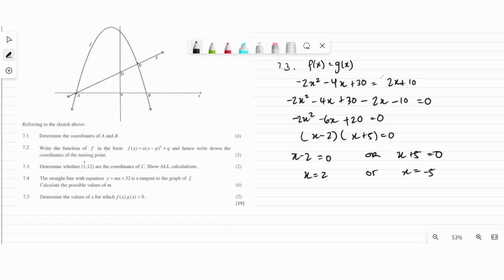What do we see? We see the fact that we get x is 2 and x is negative 5, whereas here it's 1. So therefore, the coordinate (1; 12) is not a point of C. We did not get 1 here. We got 2 and negative 5.